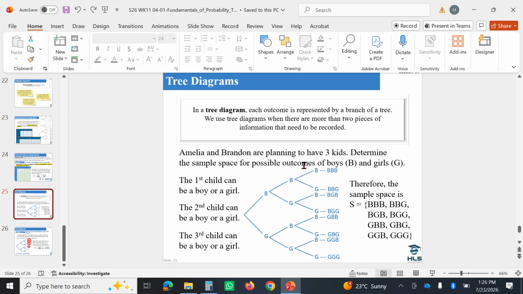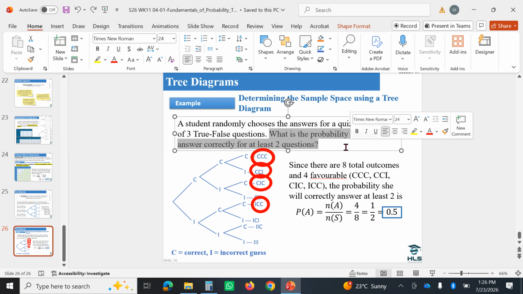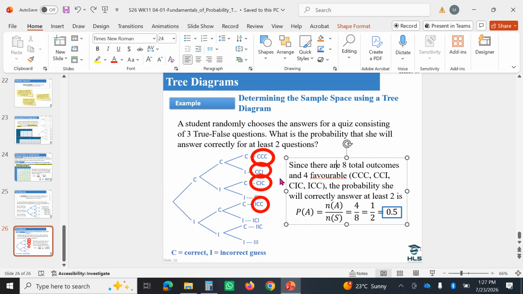You have 1 event, 2 events, and the third child is the third event. Here we've got true or false questions, 3 of them. It's kind of the same thing. So, what is the probability that she will answer correctly for at least 2 questions? Okay, so let's do our tree. First question, correct or incorrect? So you got the first question correct. Now again, the second could be correct or incorrect, and then correct or incorrect, right?